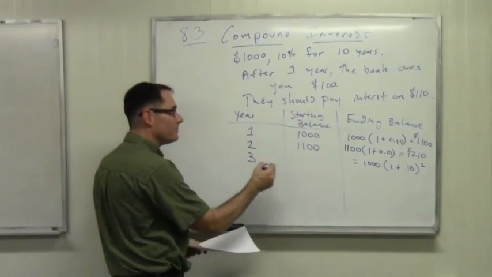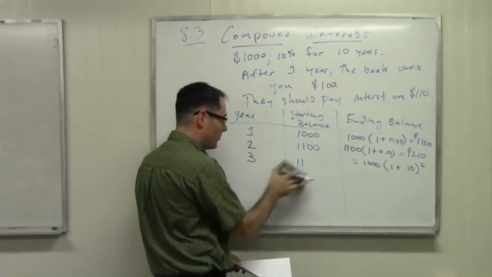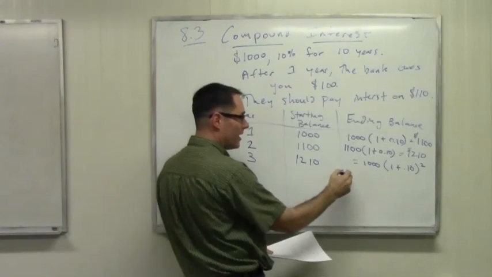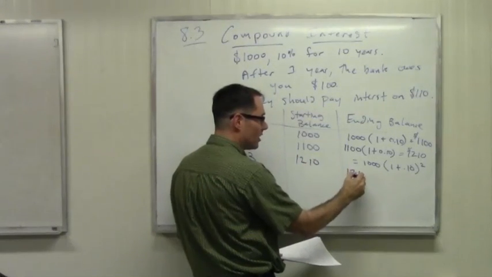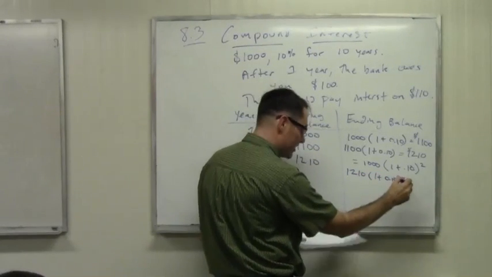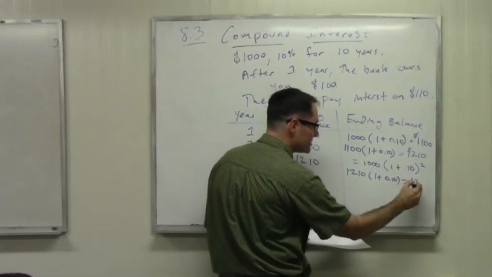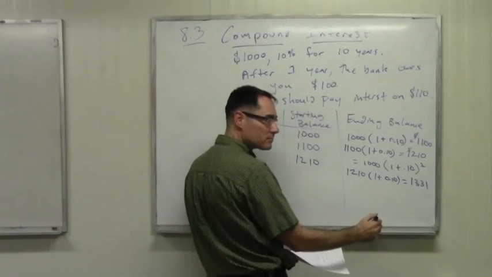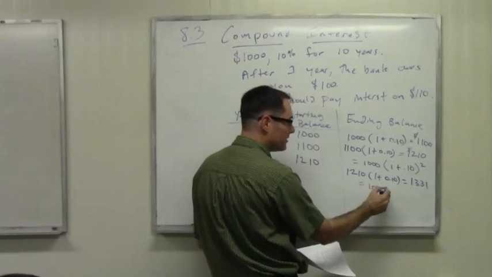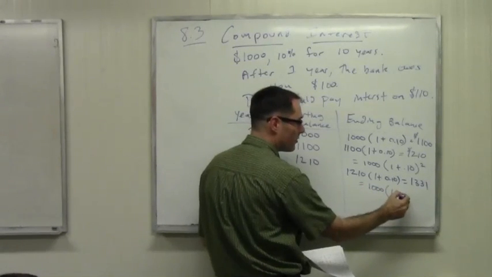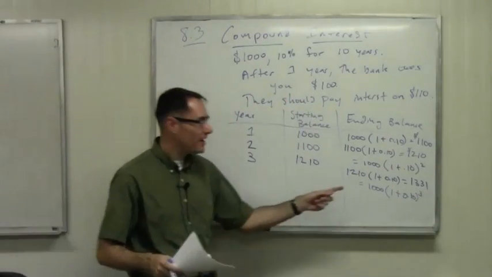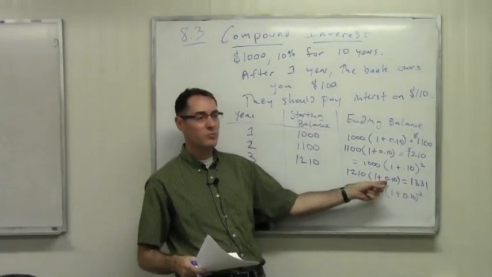After year three, you're now starting with $1,210, which is the final value: 1,210 times 1 plus 0.10, which in this case is 1,331. That is also equal to 1,000 times 1 plus 0.10 cubed, because you're just multiplying by another 1 plus 0.10.